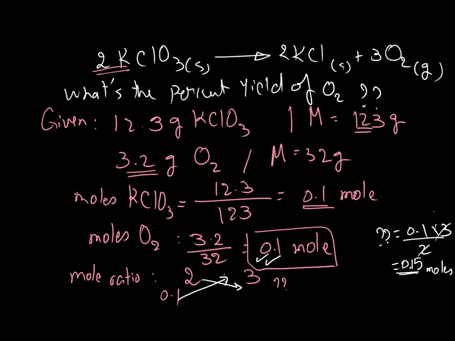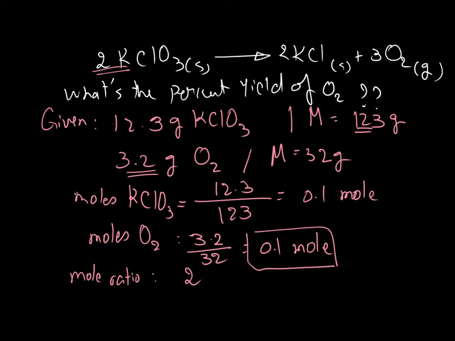So the percent yield equals the actual yield, 0.1, over the theoretical yield, into 100. The answer you will get is 66.7%, which is equivalent to B in your answer sheet. If you go to the question paper, question number 6, the answer is in page 20, the answer is B.